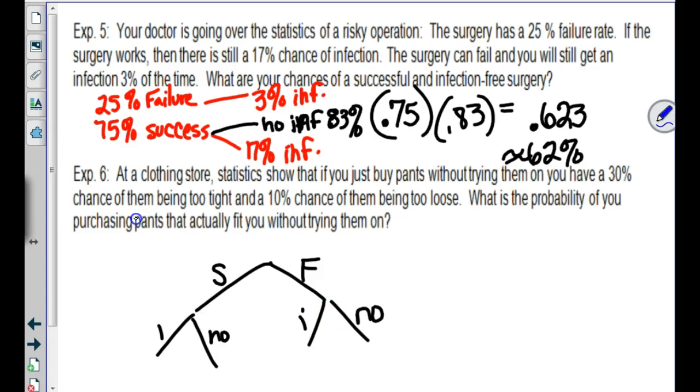All right, number 6 says at a clothing store, statistics show that if you just buy pants without trying them on, you have a 30% chance of them being too tight, a 10% chance of them being too loose. So what's the probability that you purchase pants without trying them on and they actually fit? I think all we need to do is subtract, isn't it? I think it's 60%, yes? Okay. It's a weird question.